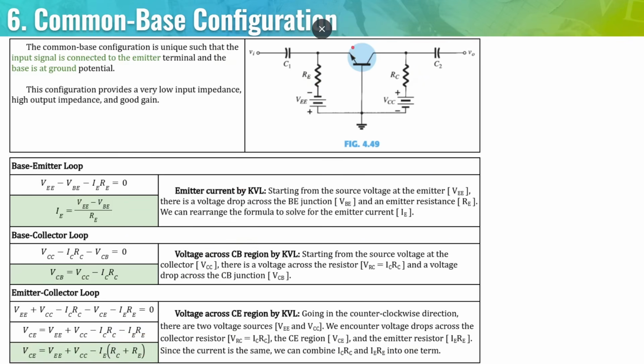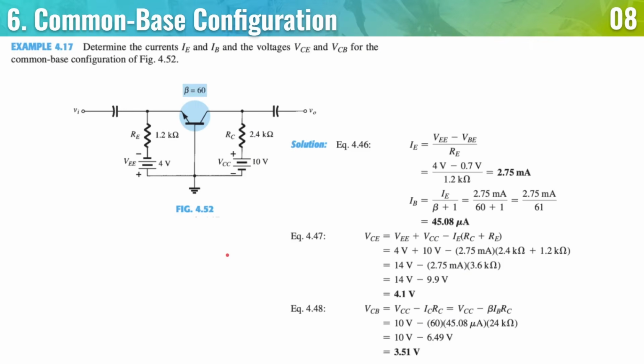As for VCE, that is what we are solving. So you can just rearrange this formula to find VCE. So for the common base configuration, determine the currents IE and IB and the voltages VC and VCB for the common base configuration shown below. So we start, I sub E is equal to VEE minus VBE all over RE. That's how we get 2.75 milliamperes.